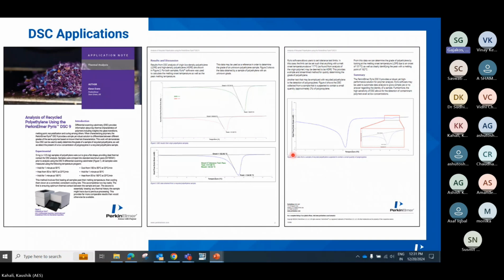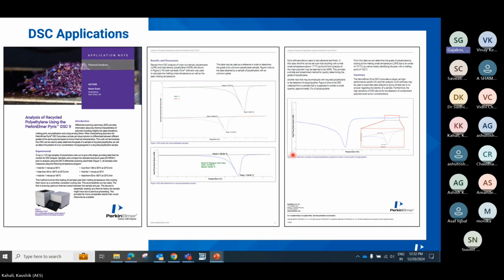So onset temperature is around 100 degrees, and the melting temperature or the peak temperature of LDP is around 111 degrees centigrade. For HDP, the onset is 117 degrees centigrade, and the melting is at around 128 degrees centigrade. So when we analyze our sample, we can clearly identify whether it is LDP or HDP.